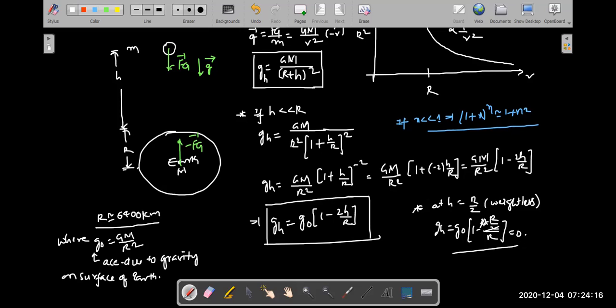Sir, no, sir. R by 2 is not substantially lesser. For h much less than R, we can use this formula. This is only for h much less than r. R by 2 is a pretty significant value compared to the radius of the Earth, 3,200 km. So we have to use the first one. Correct, very good.